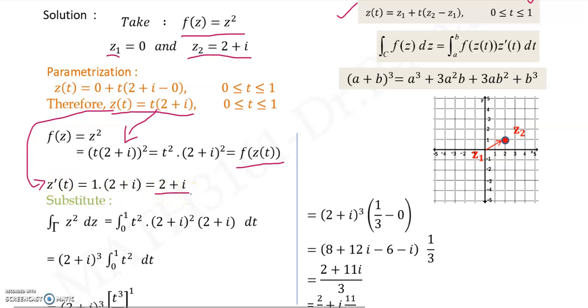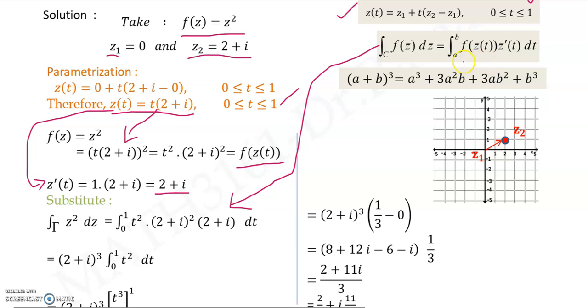Now we know the rule: integral over C of f of z dz, this is the given. So we have to find this using our derived values. Now take this rule. The given is integral over gamma of z squared dz. This is equal to the integral where the limit for t is 0 to 1.